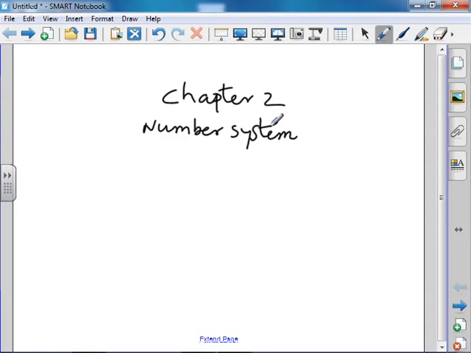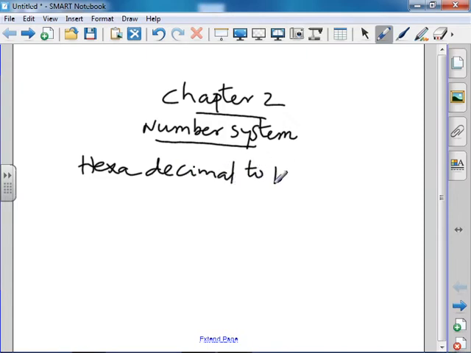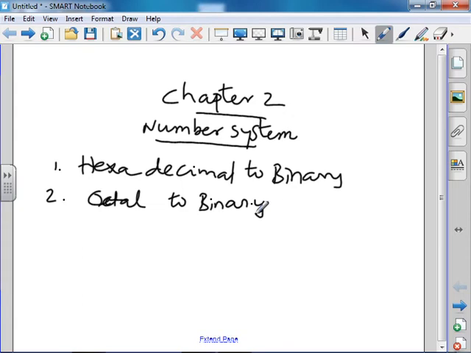So today we are going to study hexadecimal to binary conversion, then octal to binary conversion.